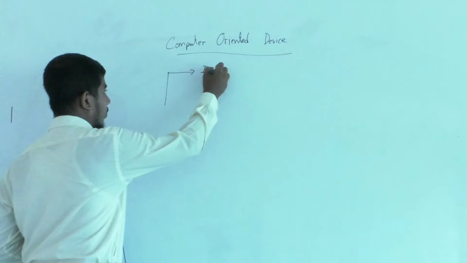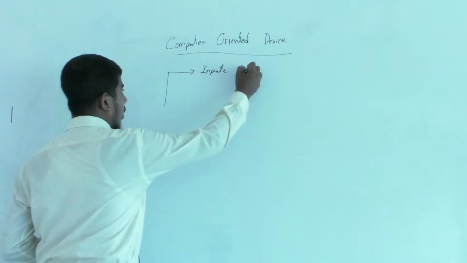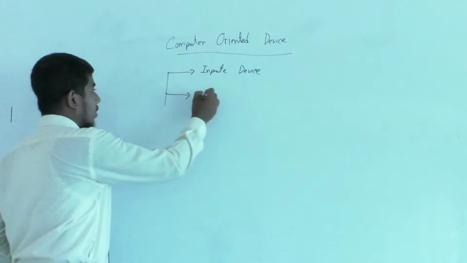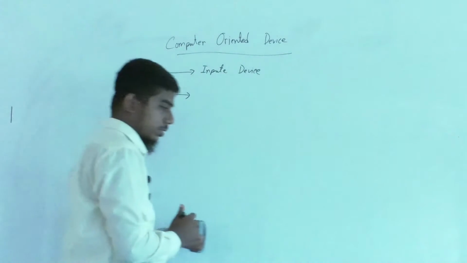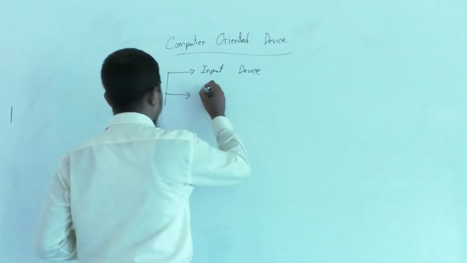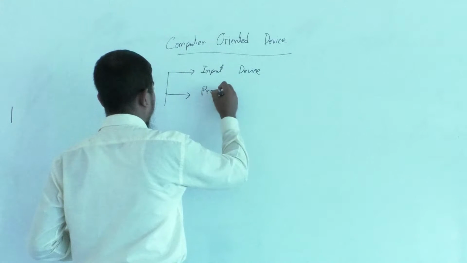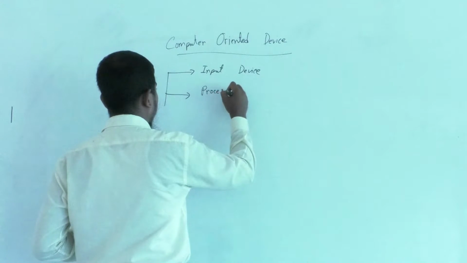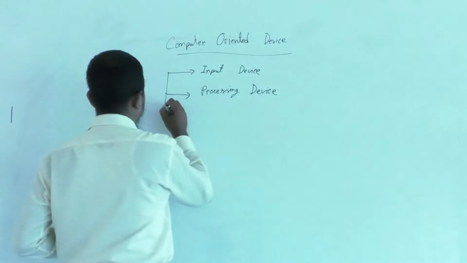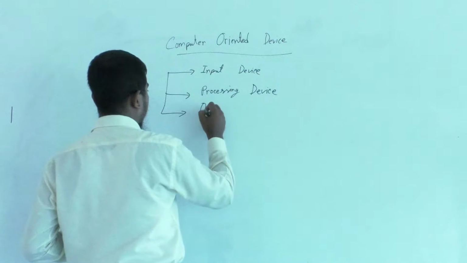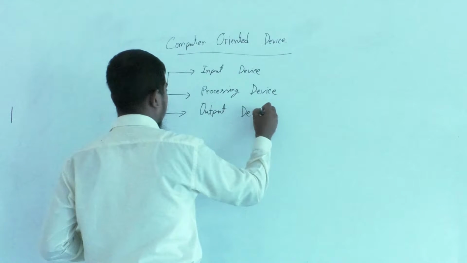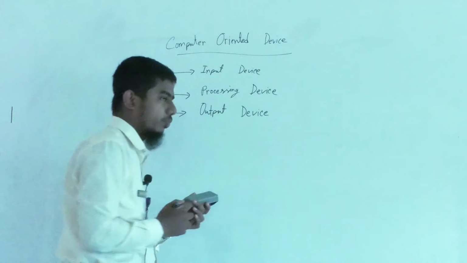Input device. Another one is processing device. And the third one is output device. Okay.